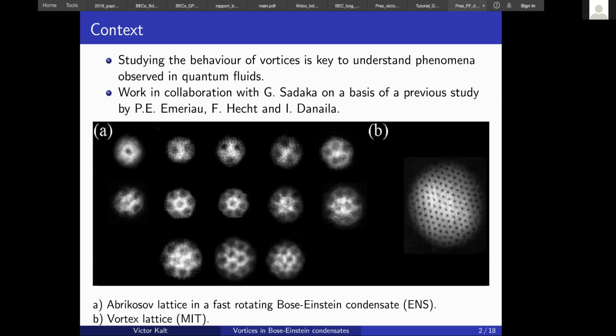This work was done in collaboration with George Sadaka, that's published this morning on FreeFEM, on the basis of a previous study that was done by Pierre-Emmanuel Emerio, Frédéric Hecht, and Yannick Danaya.